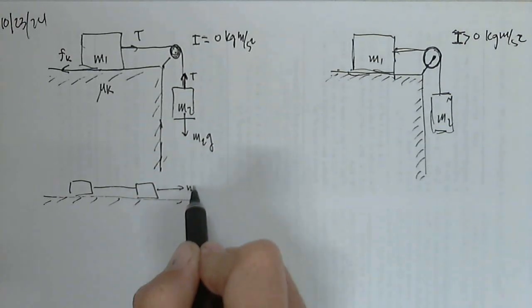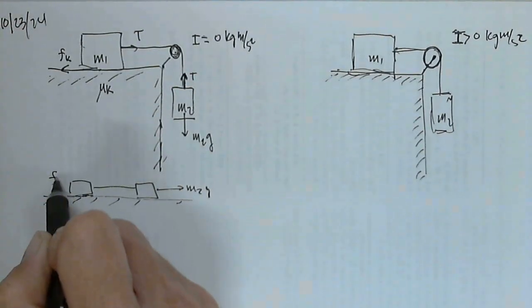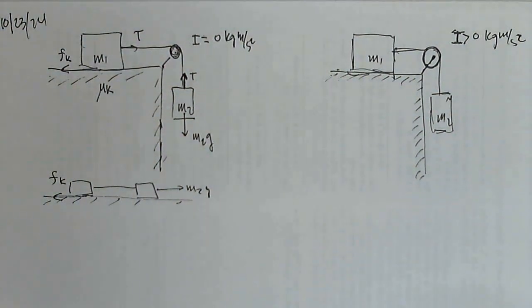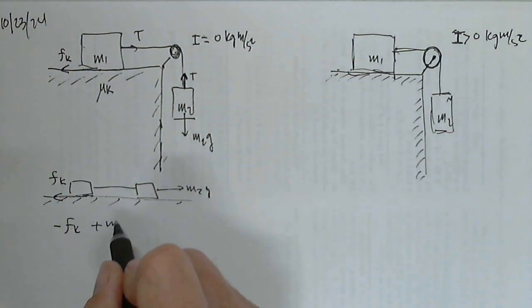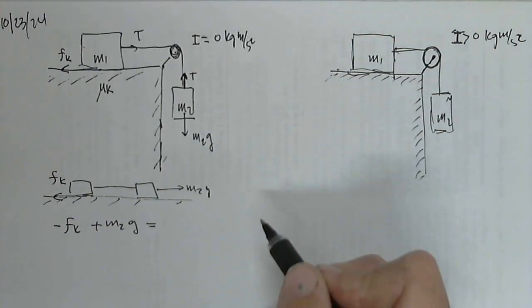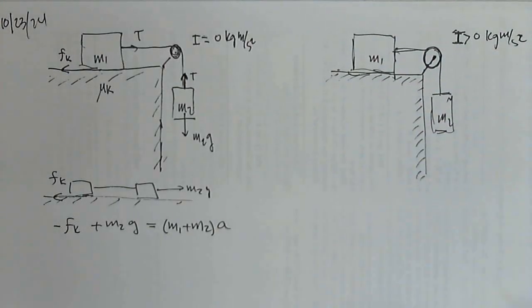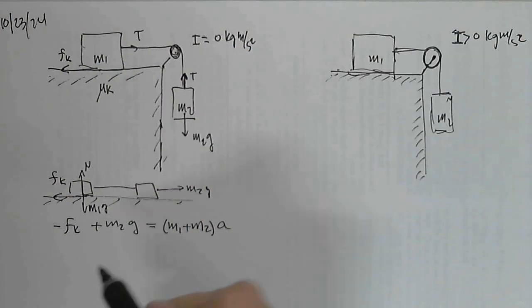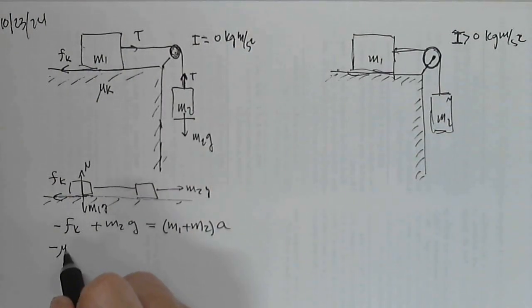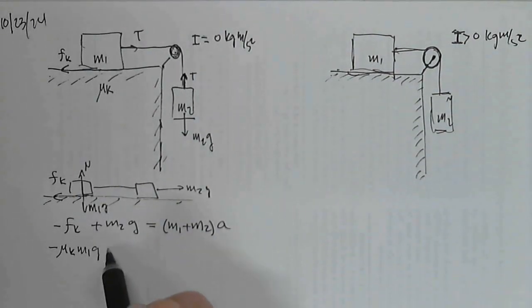So this can be thought of as this, and the pull over here is M2G, and then the friction is here. So you get negative Fk plus M2G, because it's a system, you are pulling two masses. This is the acceleration of the object, and then the normal force over here and M1G over here. So friction is mu K times the normal force, and the normal force is M1G.